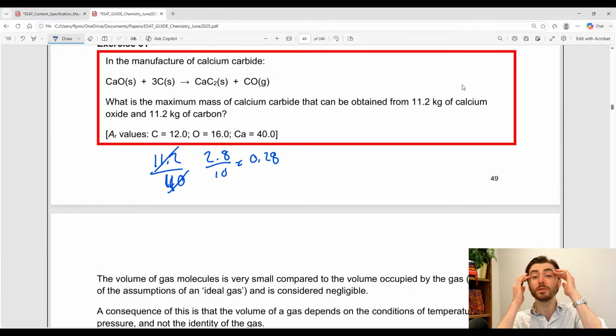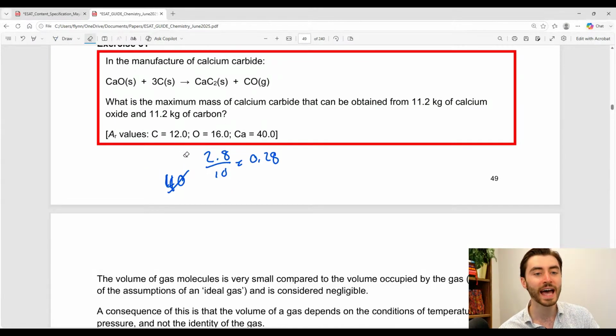Oh, no. It wasn't calcium. I haven't read the question. It was calcium oxide. I am chat. Hold me to a higher standard than that.